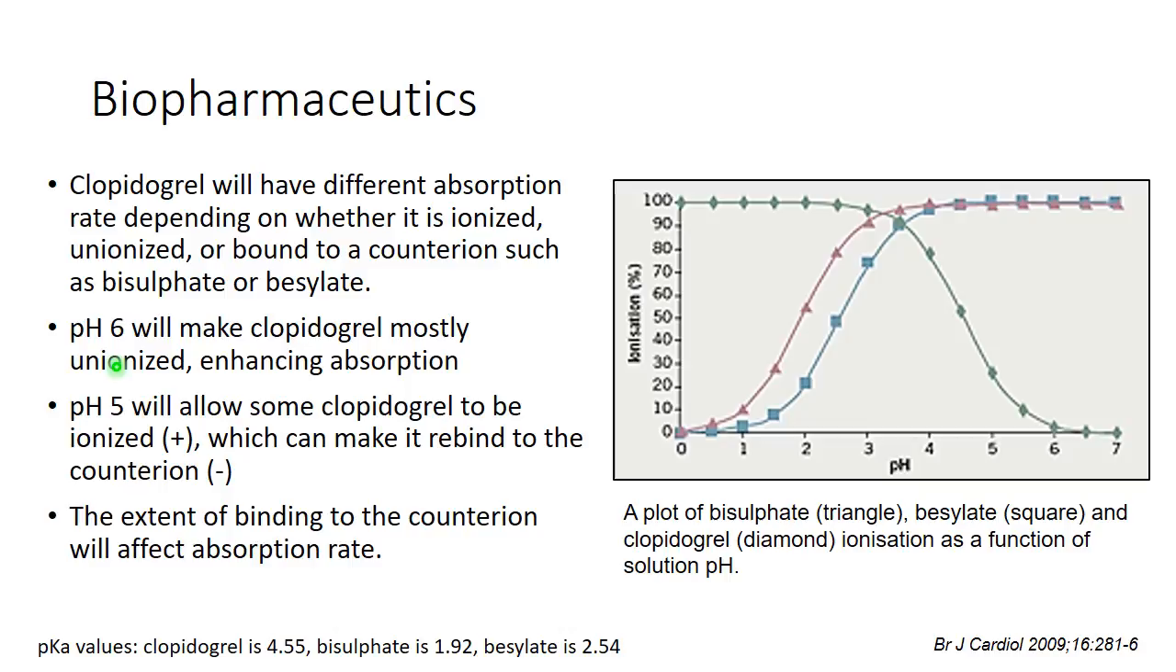If you want to get into specifics with the pHs over here, at pH 6, clopidogrel will mostly be unionized, enhancing absorption. At pH 5, some will be ionized, not very much, right? Maybe 70% or something will be ionized at pH 5. When it's ionized, that allows it to rebind to the counter ion, which is either the besylate or the bisulfate, which is 100% ionized at this pH.